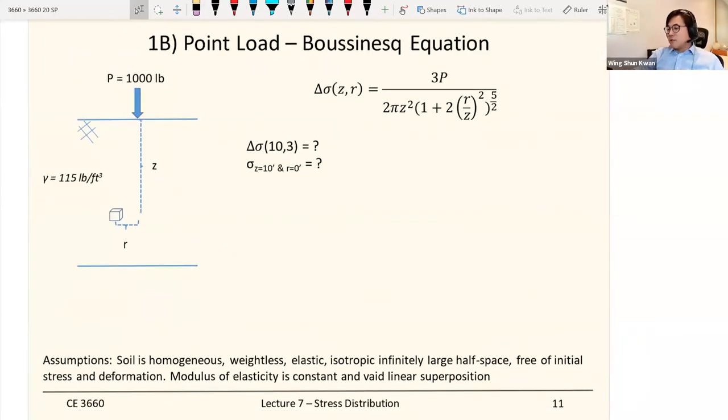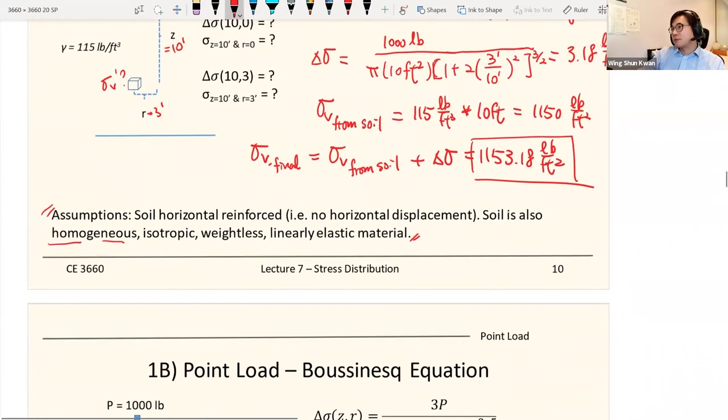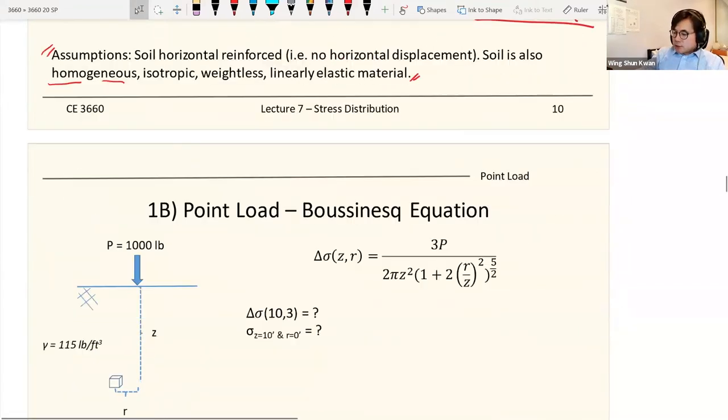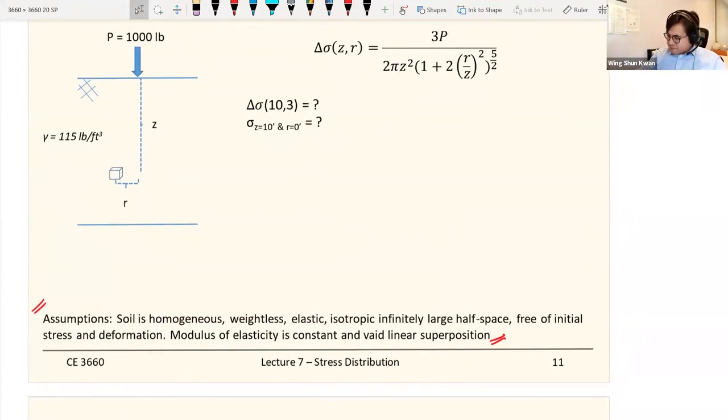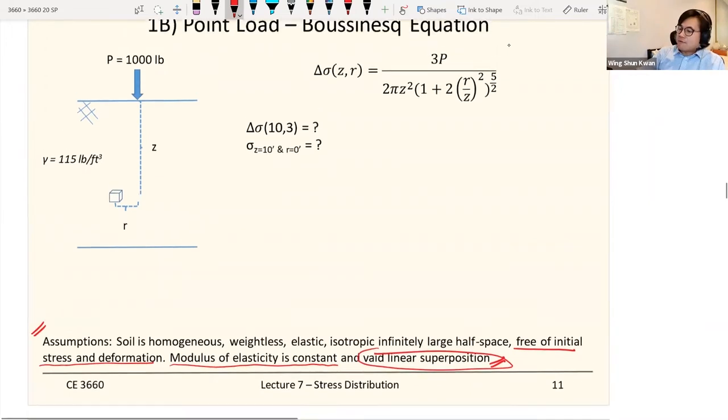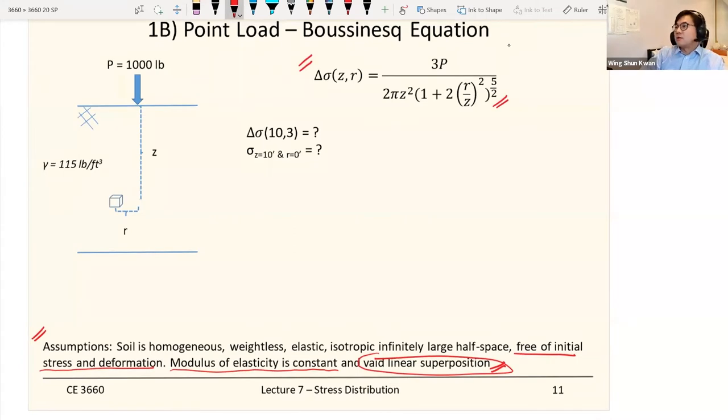The Boussinesq equations are a very similar approach. They use closed form solutions. Pretty much they try to solve for the answer mathematically based on a lot of assumptions. So the difference between Boussinesq and Westergaard is the different assumptions they have. The same problems, but different approaches. They assume the material is free of initial stress and deformations. They also assume the modulus of elasticity is constant. And the main difference is they use linear superposition. So that's why they end up with different answers in terms of distributed stress.